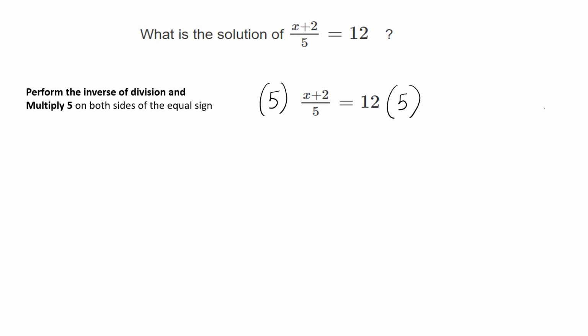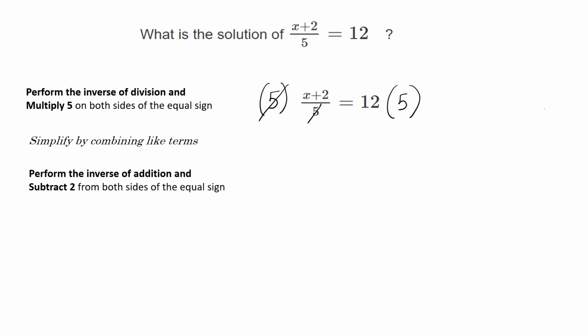All right, so the 5's cross off. And then all you're left with, after you simplify, combining like terms, is x plus 2 equals 12 times 5, which is 60. Now you're going to want to perform the inverse of addition and subtract 2 from both sides of the equal sign. So we have to undo this by subtracting. That'll leave the x all by itself, and you get 60 minus 2 is 58.